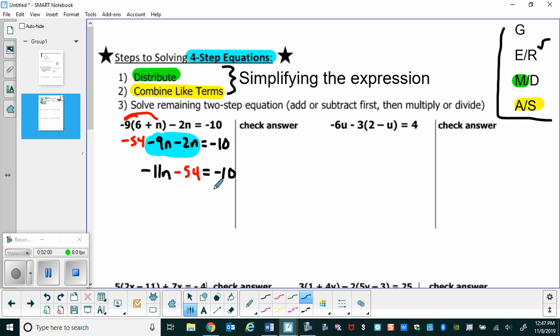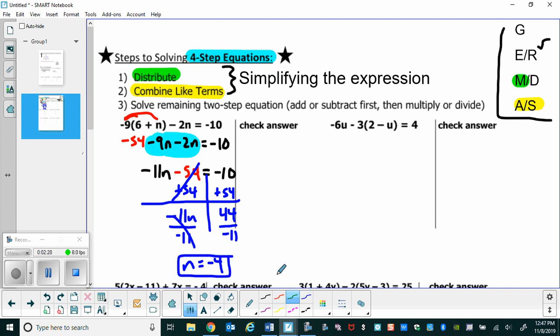But now here is where we drop our line, and we're going to add the 54 to both sides to get rid of the constant. That cancels out over here, and we're left with negative 11n. And over here, this would be a positive 44. Now you divide by whatever the coefficient is to cancel it out. And this part you guys would know how to do. And here we're going to get a negative 4.